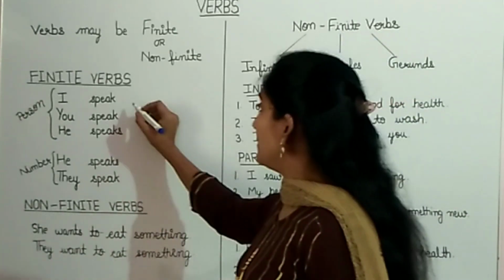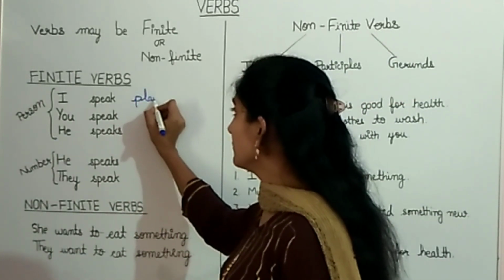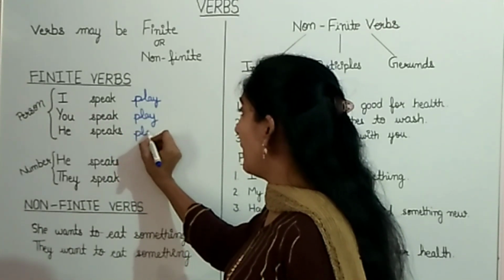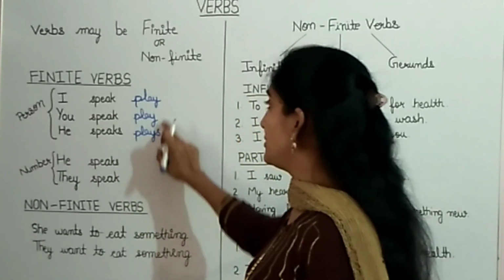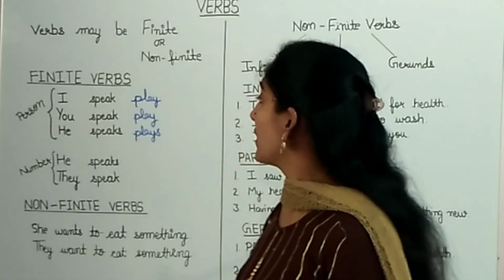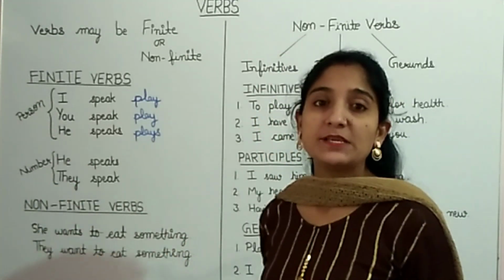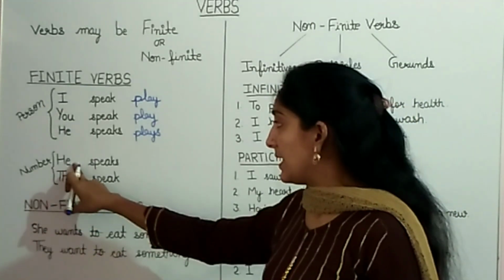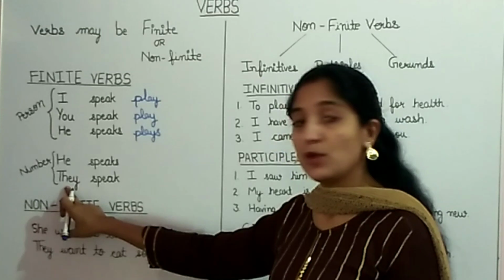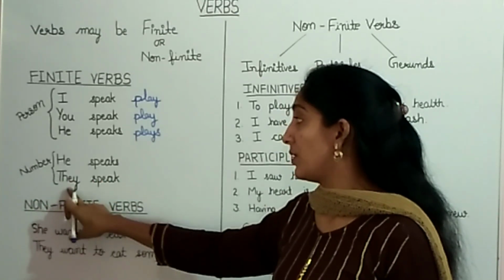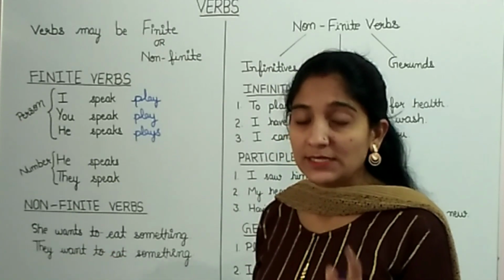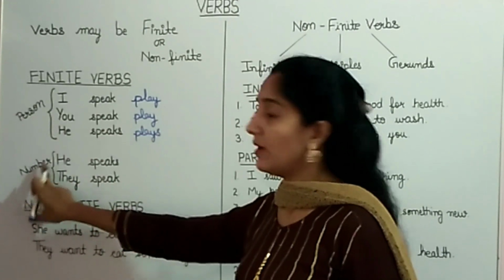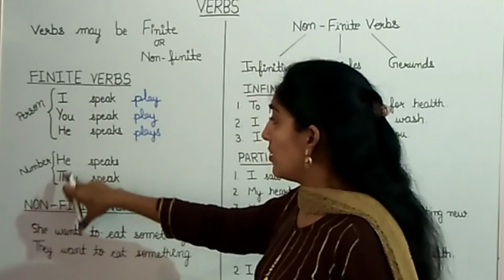We can take another verb like play. I play, you play, he plays. Now the verb changes according to the person and according to number. Number here means whether the subject is singular or plural. Now here he is singular, they plural. Singular, plural. But both are of third person. But here we are talking only about number, that is singular and plural.